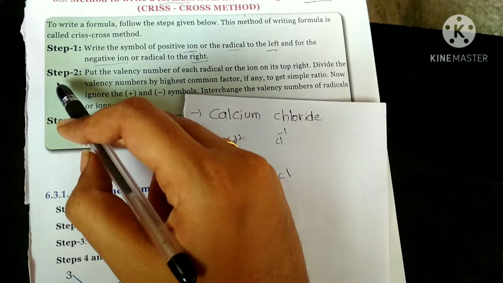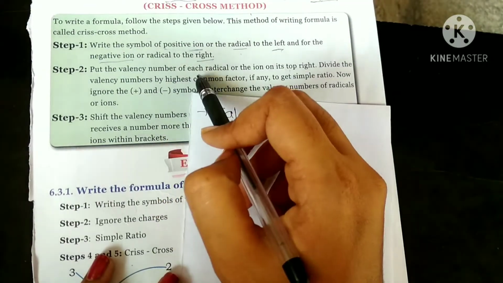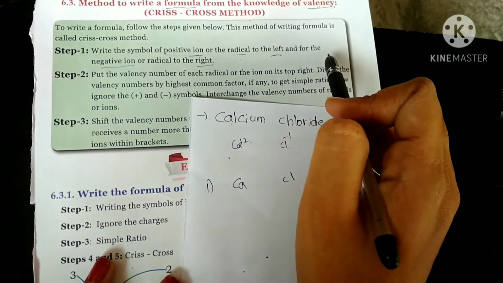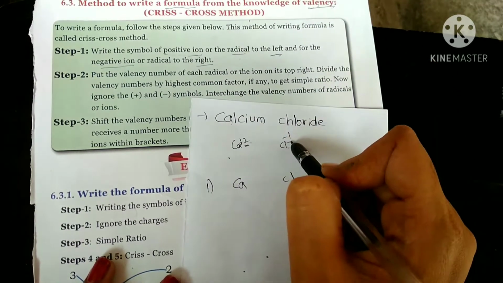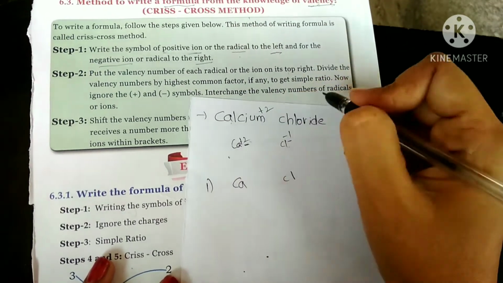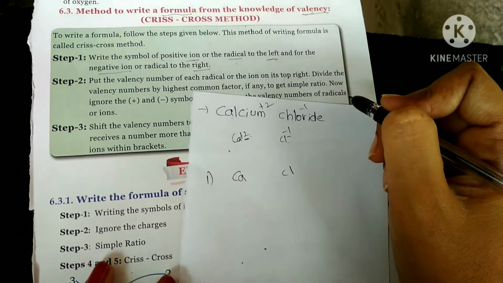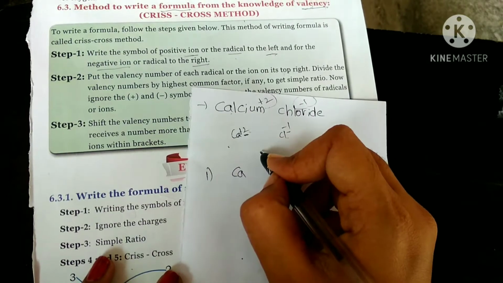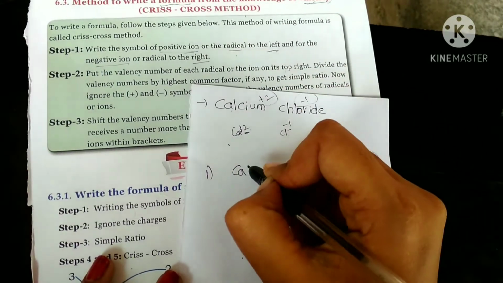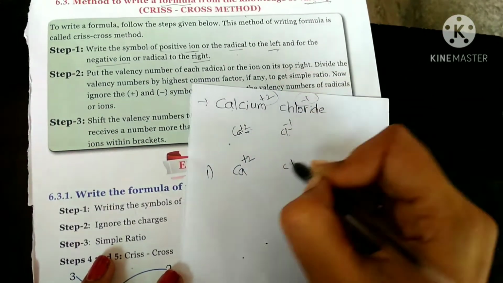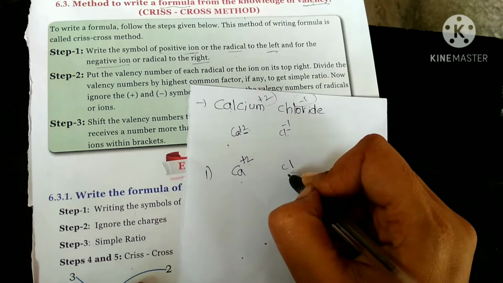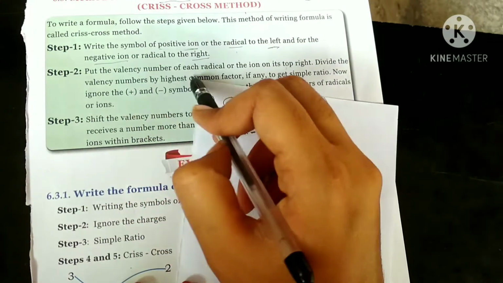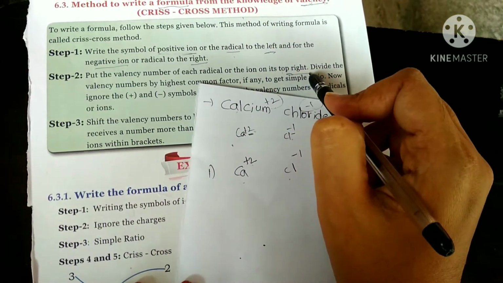Next, coming to step 2, put the valency number of each radical or ion on its top right. So we have to write its charges. That means calcium charge is +2 and chlorine charge is -1. We have to write these charges on the top right, on the right side. So calcium charge is +2 and chlorine charge is -1, the valency number on top right.